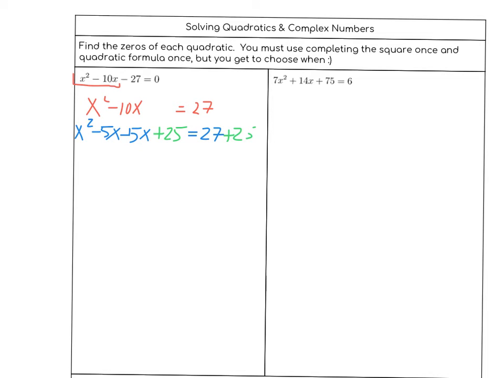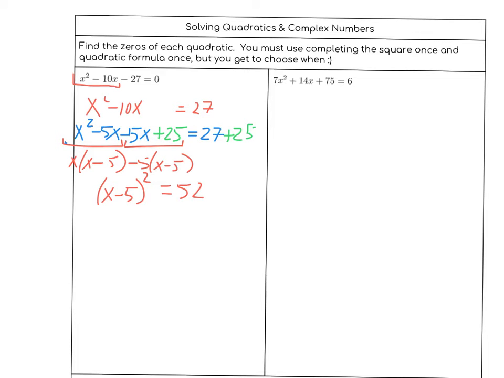And because I need to not break my math laws, I'm going to add 25 to both sides. All right, let's factor the stuff on the left side. That's going to factor into x times x minus 5, and then minus 5 times x minus 5, which is going to factor in turn into x minus 5 times x minus 5, which is x minus 5 squared. On the right side, 27 plus 25 is going to be 52.